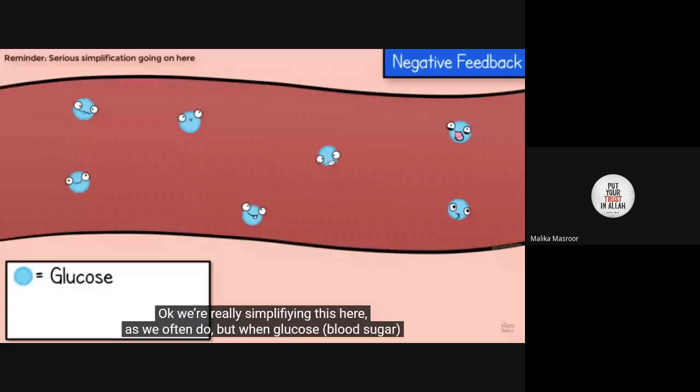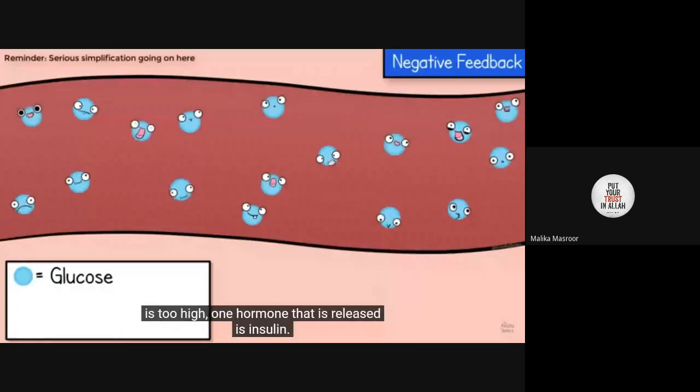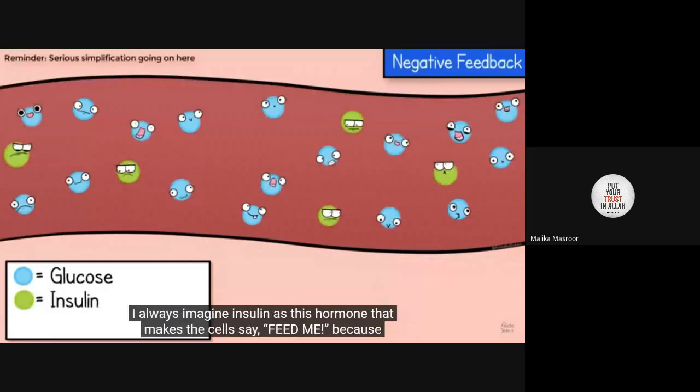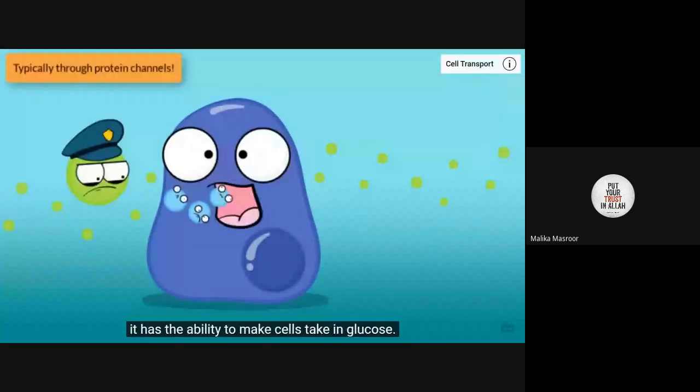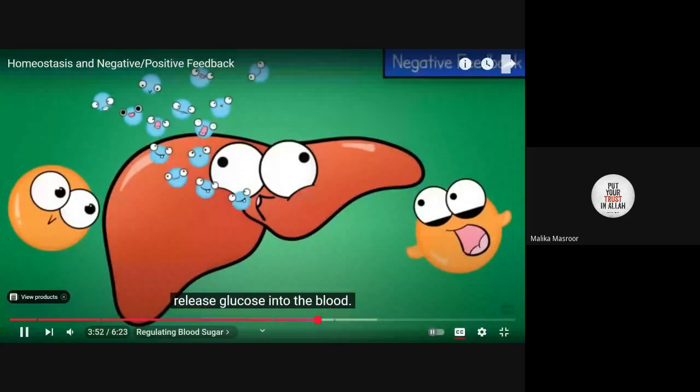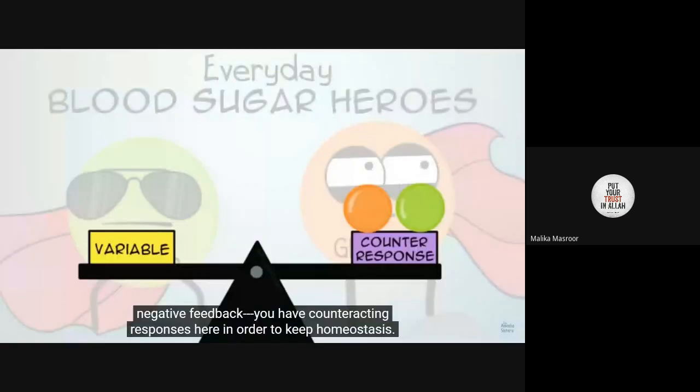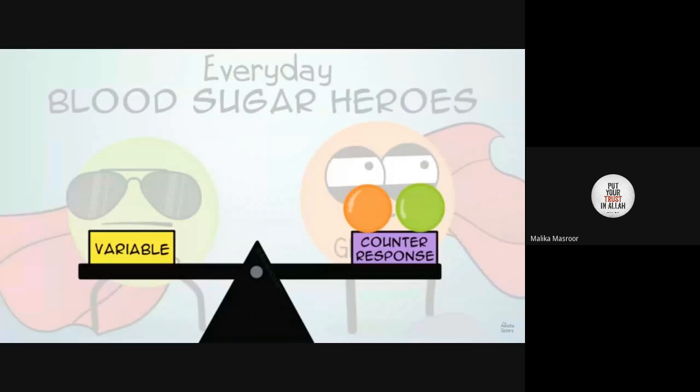Okay, we're really simplifying this here, as we often do, but when glucose, blood sugar, is too high, one hormone that is released is insulin. I always imagine insulin as this hormone that makes the cells say, feed me, because it has the ability to make cells take in glucose, and cause the liver to release glucose into the blood. There's more to the regulation of blood sugar than this, but you can see how this is negative feedback. You have counteracting responses here in order to keep homeostasis.